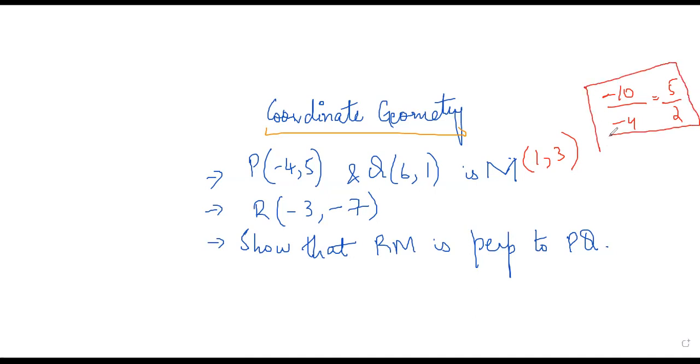You find the gradient of one line. You find the gradient of another line, and then you multiply this m1 into m2. If it gives you -1, that means they are perpendicular. Okay. First, let me find the gradient for this. Yeah.